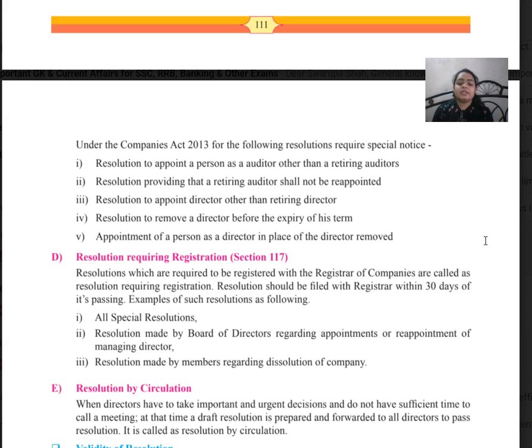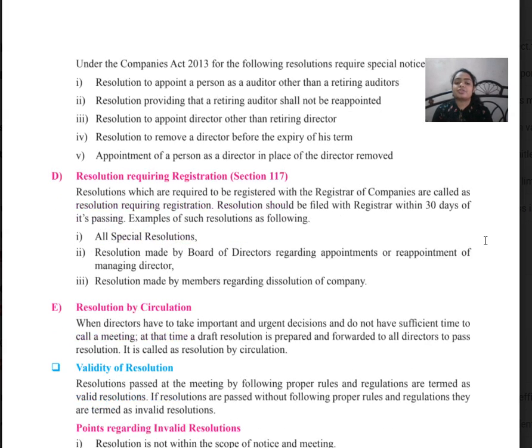Then next we have resolutions requiring registration. Some resolutions even require registration under section 117. Resolutions that are required to be registered with the Registrar of Companies are called resolutions requiring registration. The resolution should be filed with the registrar within 30 days of its passing. Examples of such resolutions are the following: all special resolutions, resolutions made by the board of directors regarding appointment or reappointment of a managing director, and resolutions made by members regarding dissolution of the company.